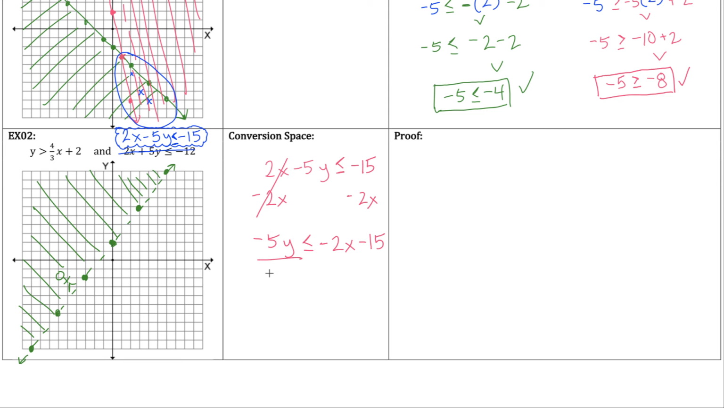And then I'm going to divide by negative 5. Now here's the thing. Right here, remember, I have to flip because I divided by a negative. So I get y is less than or equal to a negative over negative is a positive. So plus 3.